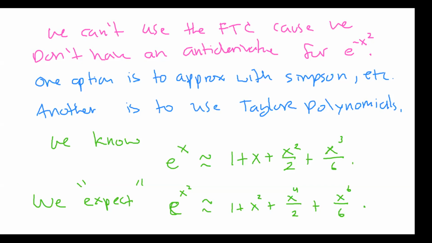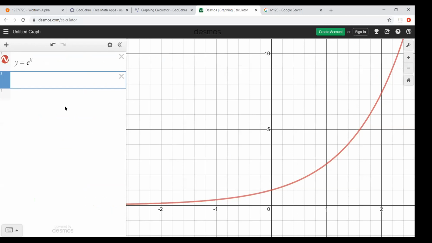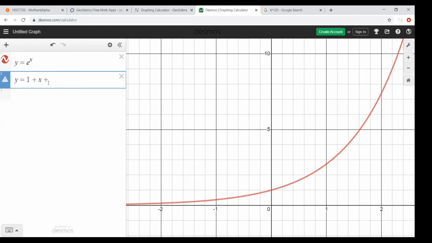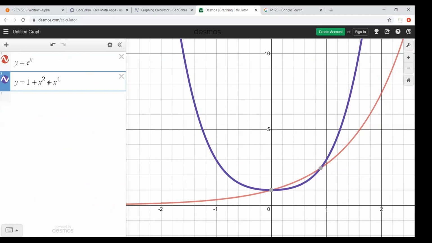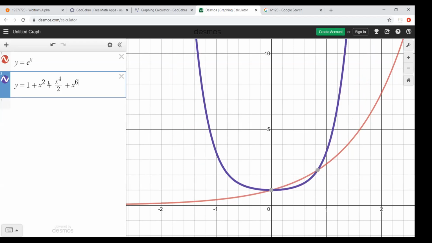if I go and graph e to the x, and I'm going to share this, you guys, let's go look at this. So I'm going to graph e to the x. And now I'm going to also graph, and I'm only really interested between 0 and 1, that new Taylor polynomial. I had 1 plus x plus, excuse me, this would be x squared now. And then plus x to the 4th over 2. And then it was plus x to the 6th over 6. Is that correct?